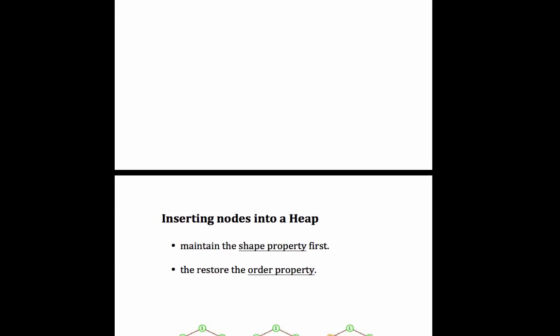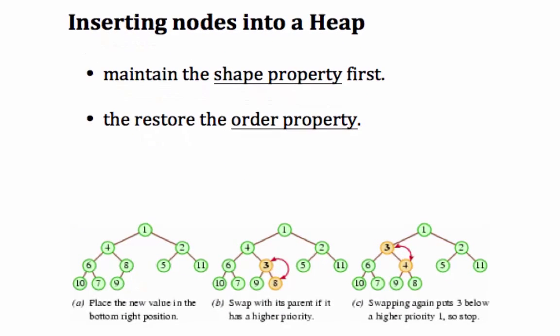Let's talk about inserting nodes into a heap. To insert a node into a heap, I have to follow two rules. First, I have to maintain the shape property, and then I have to restore the order property. What does it mean to maintain the shape property? Well, a heap is a binary tree that must be complete at all given times.